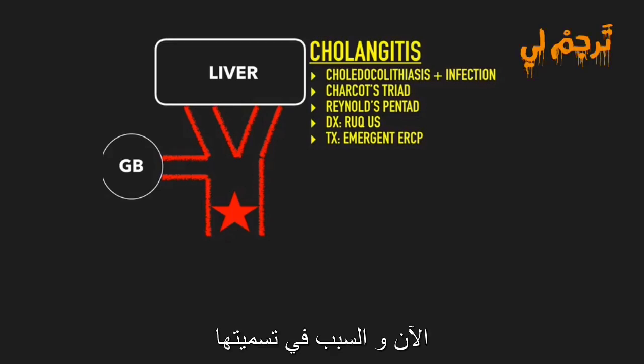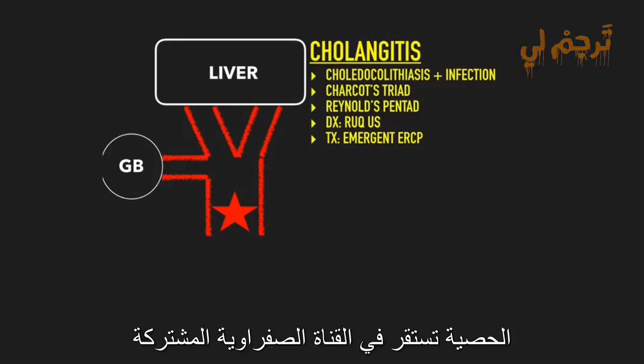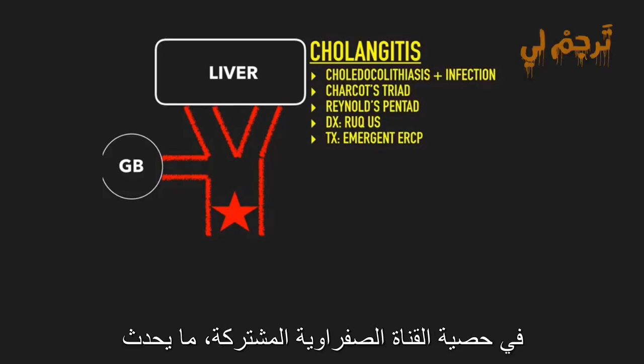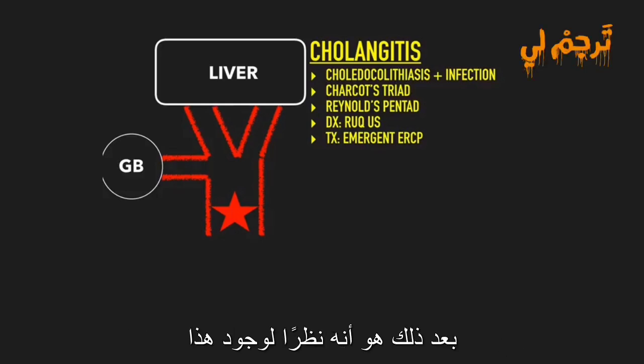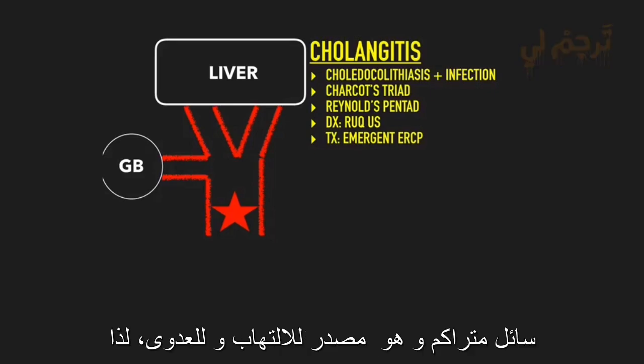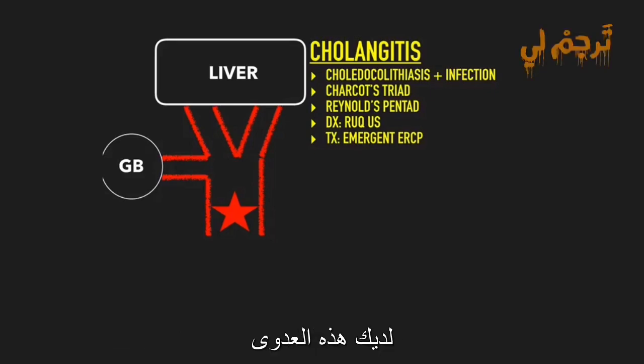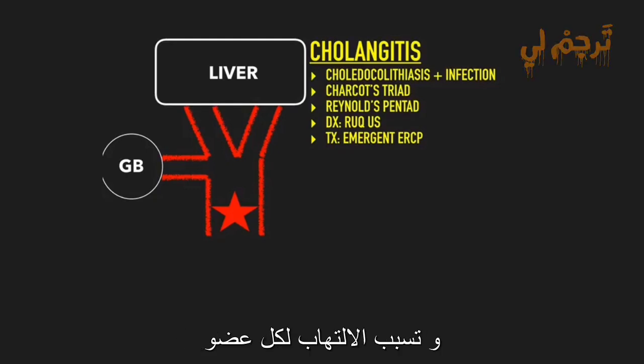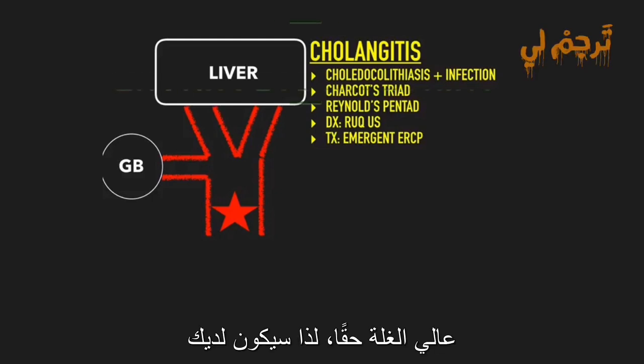Now, the reason that they call it an ascending cholangitis is because the stone gets lodged in the common bile duct, just like we saw on the last slide in choledocholithiasis. What happens next is that because you have this closed system where there's backed up fluid, that is a nidus for infection. So you have this infection that ascends up the biliary tree and causes inflammation in everything proximal to the obstruction. That's really high yield.